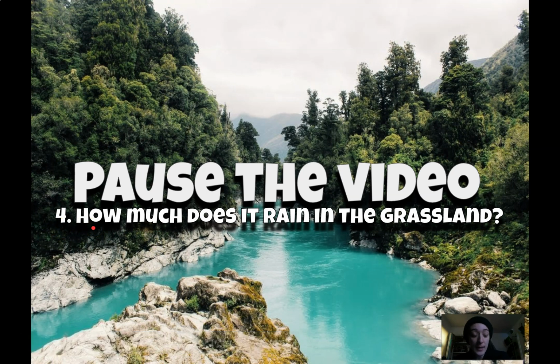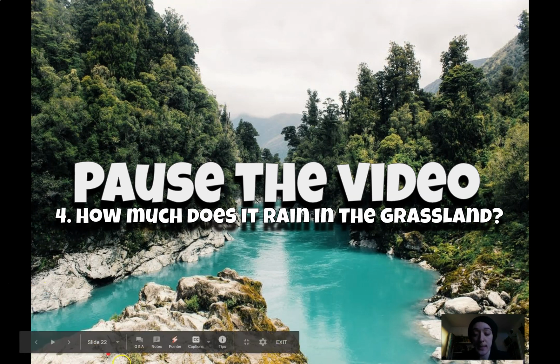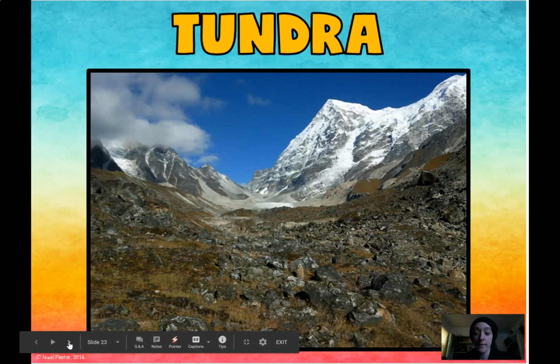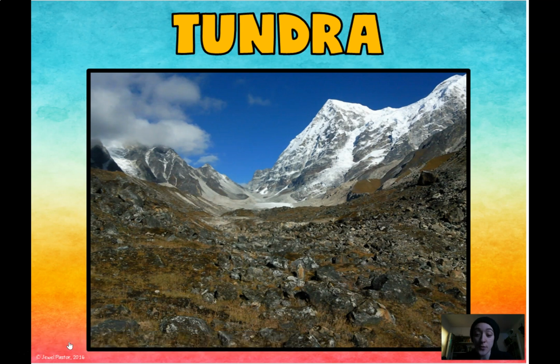How much does it rain in the grassland? How many inches of rain on average does a grassland get each year? So different sources will give you different answers, but a grassland gets about 10 to 30 inches of rain each year. Approximately. Fantastic. Okay, so now we're on to the tundra biome.